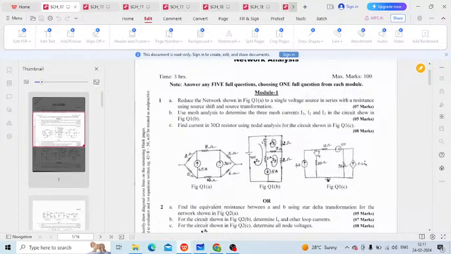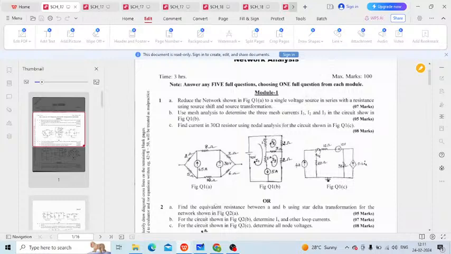See here, here is one node and here is one node. You're going to solve these nodes. This is node number 1 and this is node number 2. After you solve with respect to node 1 and node 2, you find out V1 and V2. Then you're going to find the current Ix, right?